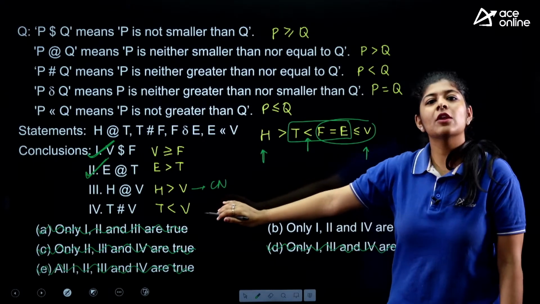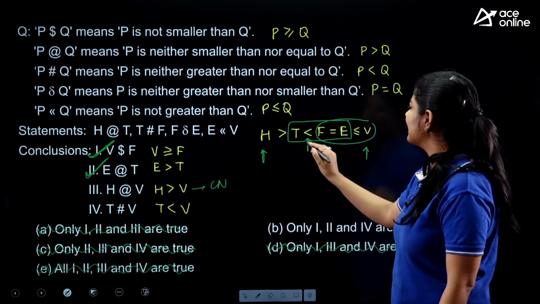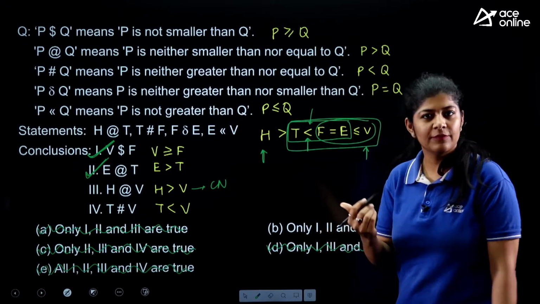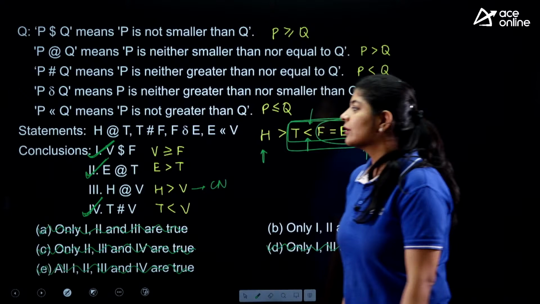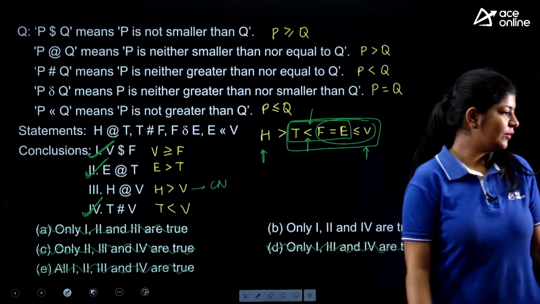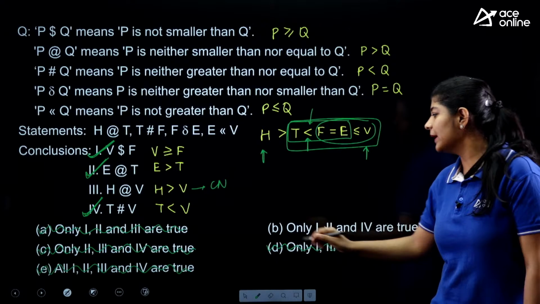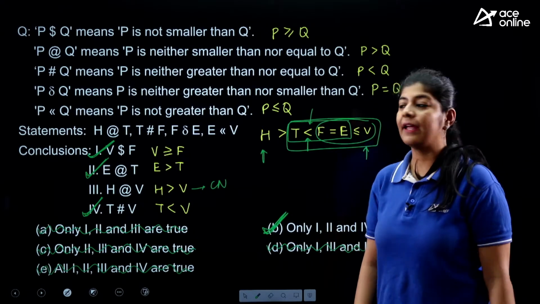But let's check the last conclusion as well, that T is less than V. Can we say that? Yes, because of the symbol we can combine this together, and with the help of this one we can easily say that conclusion 1st, 2nd and 4th follows. Conclusion 1st, 2nd and 4th follows. Option number B is the correct one.